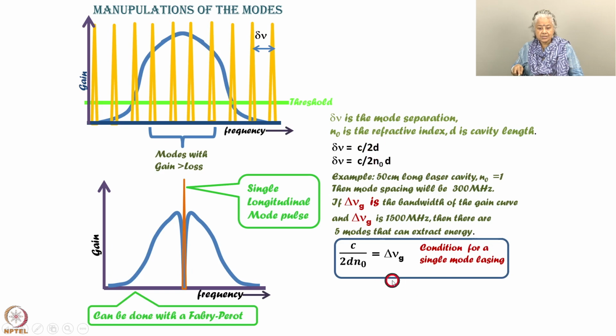From this formula only this can be derived. C by 2D N0 is equal to delta Vg. Okay. C by 2 N0 Vg is equal to delta Vg. Here, this is the condition for a single longitudinal mode laser. So, it is all derived from here.